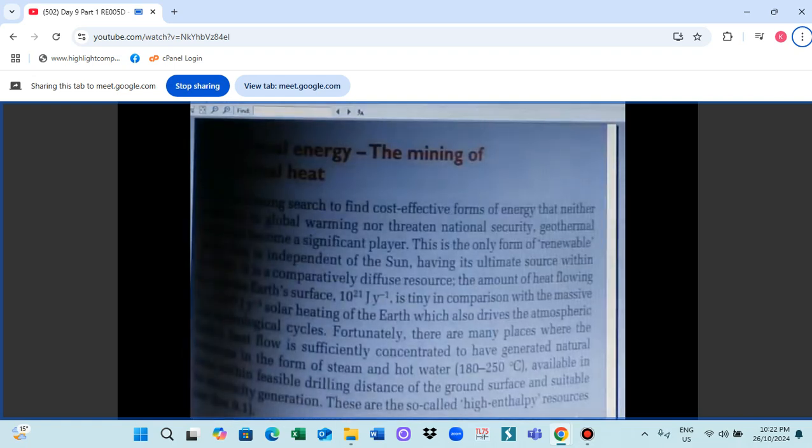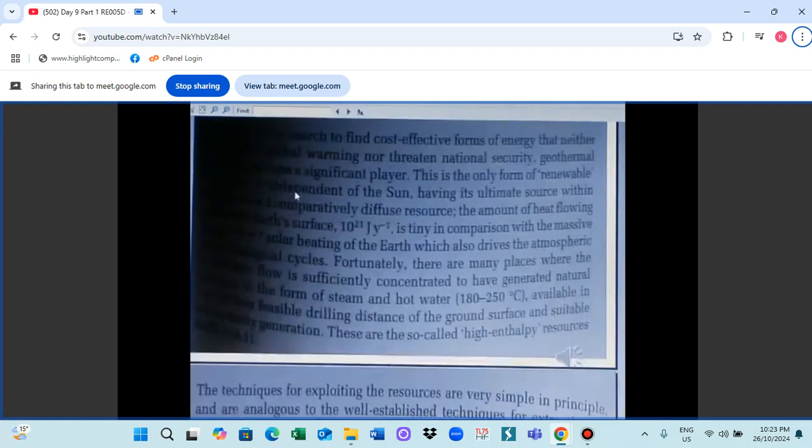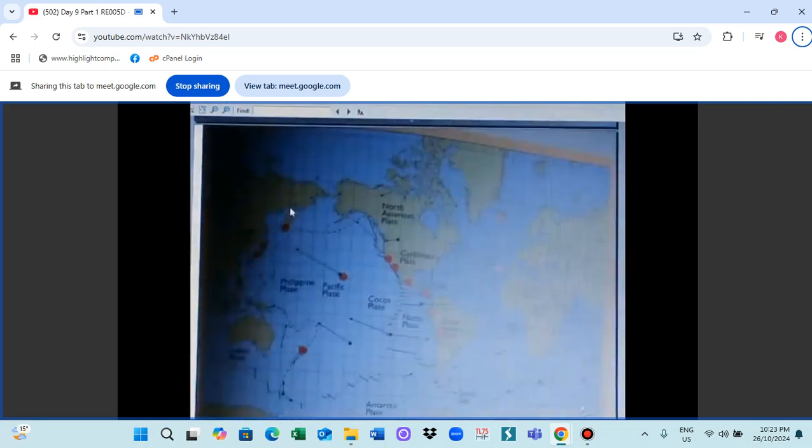The next one is geothermal energy, mining of this geothermal heat. From this earth, we can produce geothermal energy. This is how the geothermal energy potential resources are allocated on the whole.